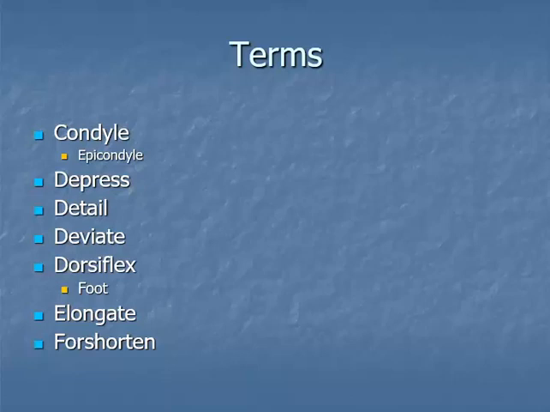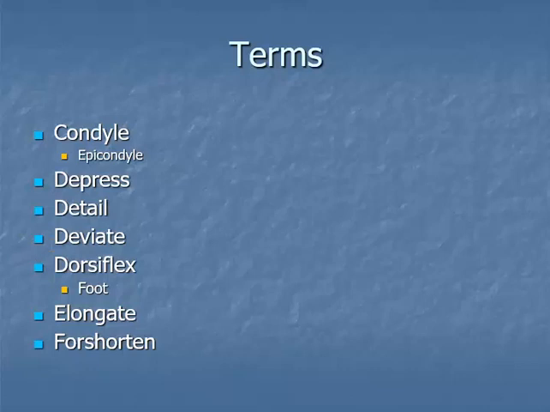So a depression is a portion of usually a bone. We're talking about a depression, but it goes into the bone, usually in a linear fashion. You know what detail is, you know what deviation is: movement away from or towards a specific anatomy, and it's deviation away from normal. So if you're standing in anatomical position, it's somewhat relaxed, but if you flex your wrist towards your ulnar side, that would be ulnar deviation or ulnar flexion.